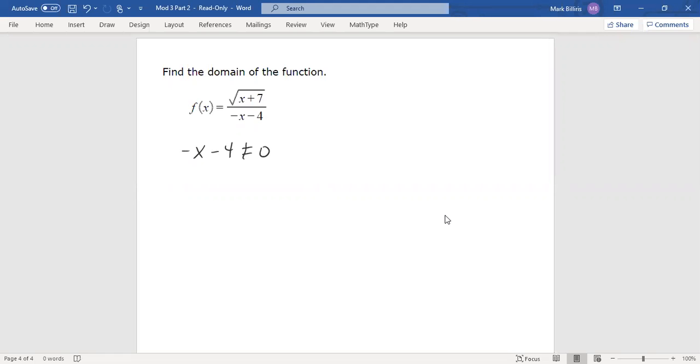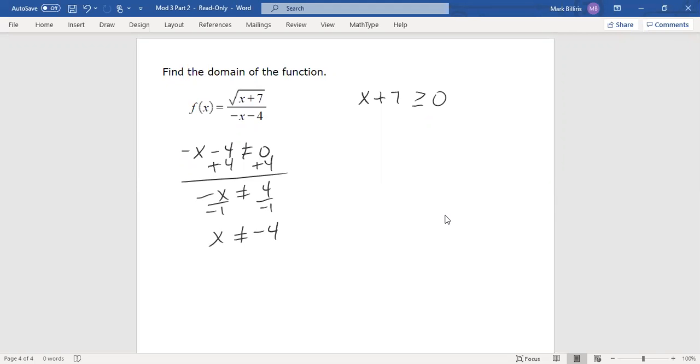We have a radical. So how do we find the domain of the radical? We set the radicand, which is x plus 7, greater than or equal to 0 because it's in the numerator. We can have the or equal to part. And now we solve. So for the first, we're going to add 4 to both sides. So we have the opposite of x cannot equal 4. And then we divide both sides by negative 1. So x cannot equal 4 divided by negative 1 is negative 4.